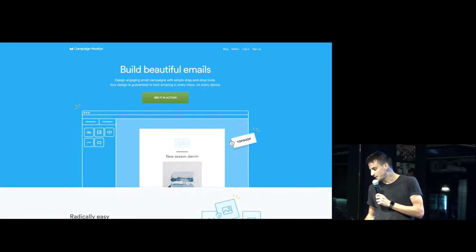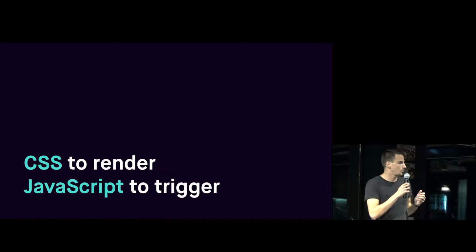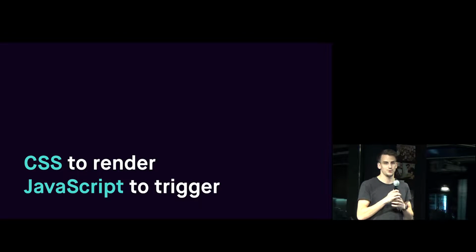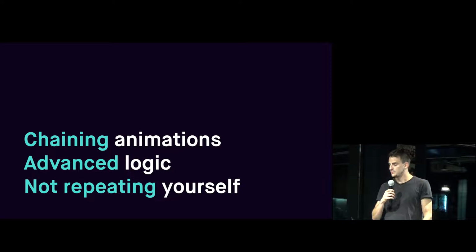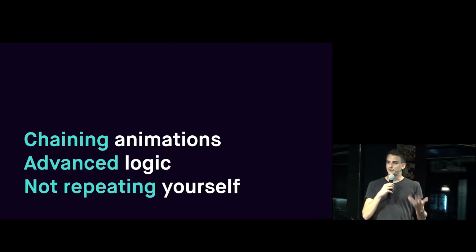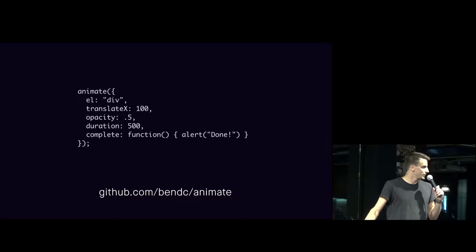And the thing with JavaScript is that you can create much more advanced animations. And the key here is that I'm still using CSS to render those animations, but I'm using JavaScript to trigger the animations. That way you can chain the animations, which is pretty sweet. You can create more advanced logic, and you avoid repeating yourself. And it's also, I would argue, easier to maintain, probably. Because if you use CSS, you would have to add custom delays all over the place, and it would be pretty complicated. So what I used for this landing page is animate from Benjamin Lecoq.